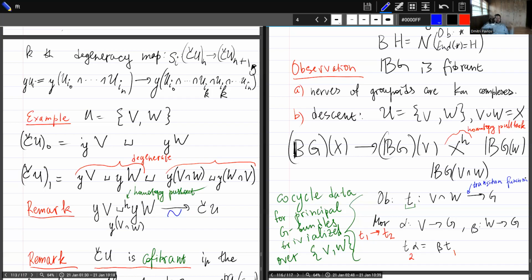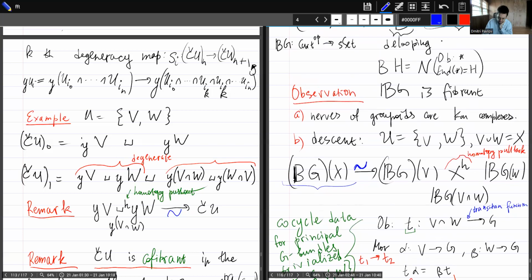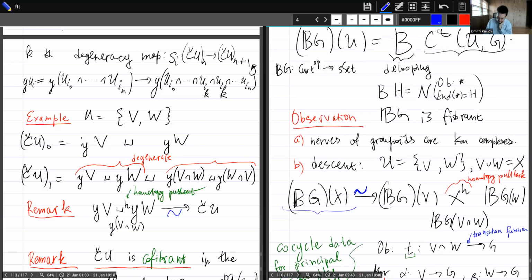But now, to show that this map here is a weak equivalence, it is enough to observe that there is no difference in the description of principal G-bundles as just... so the left side is a groupoid with a single object and morphisms as indicated here. Smooth functions from X to G. This is just a groupoid of principal or trivial principal G-bundles over X.